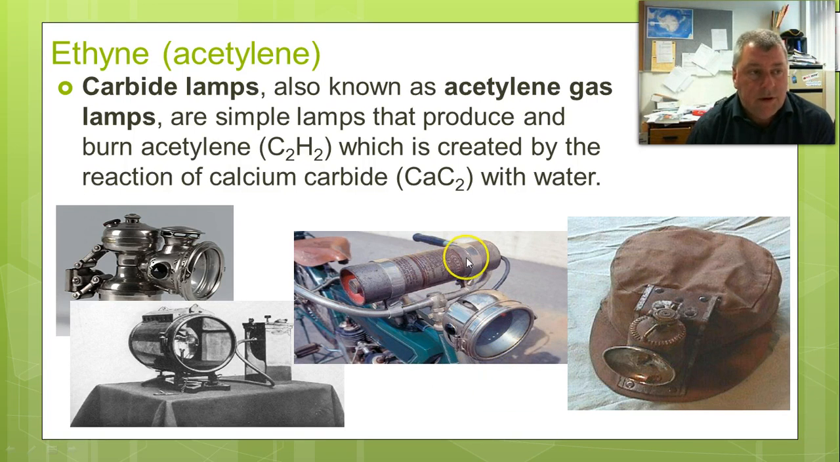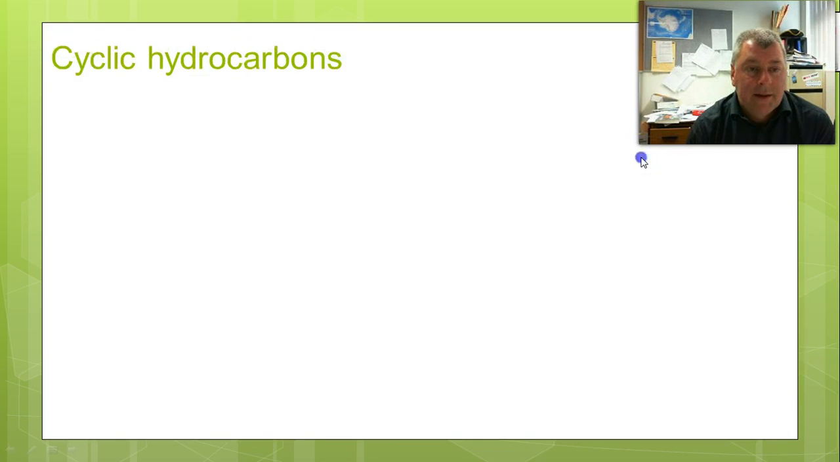This is an example of an acetylene gas lamp on a motorbike, and this is a spotlight that used it, and this was the generator there. So fairly interesting. You can still see them around in second-hand shops and places, but no one uses them. This one was for a bush bike, I think. Now, that's all you need to know about alkynes.